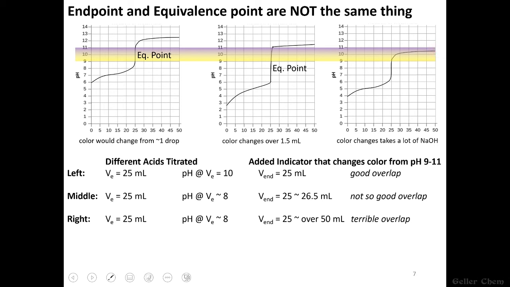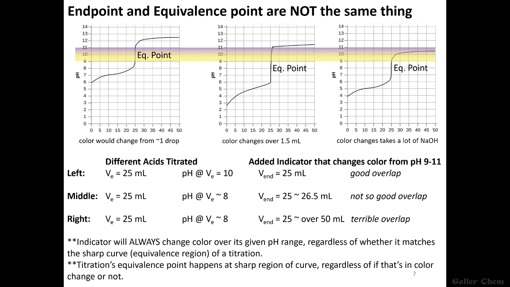And so we would see, starting at 25 mils, the color might change, and then over 50 milliliters later, color is still changing. It's a terrible overlap. We're not going to have that immediate color change from a drop because the transition range of the indicator does not overlap well with the equivalence range of the analyte that we're studying. And so this would be a very bad indicator for this particular titration here, even though it works so well for this titration.